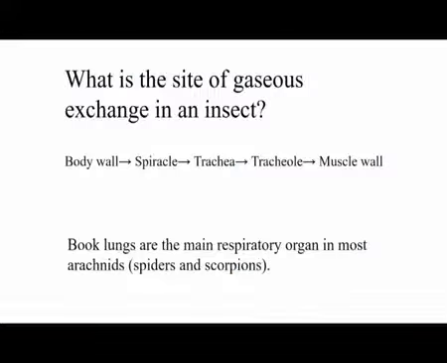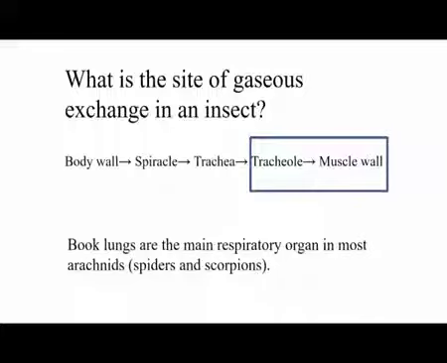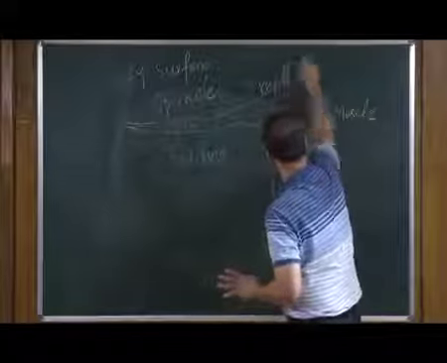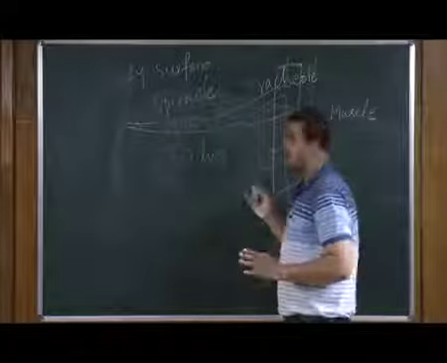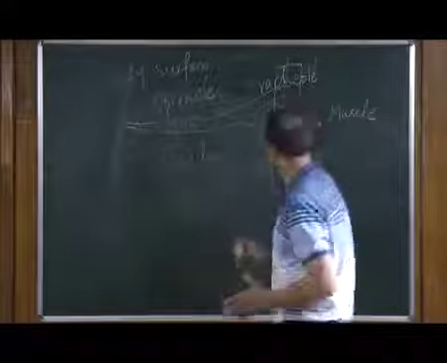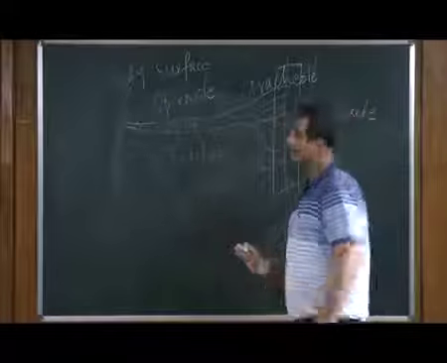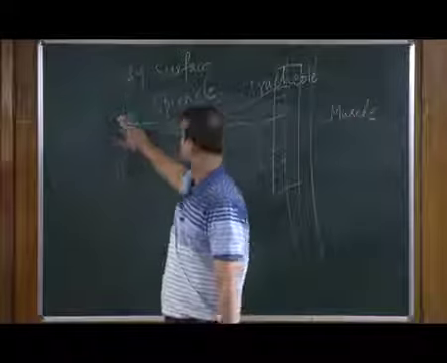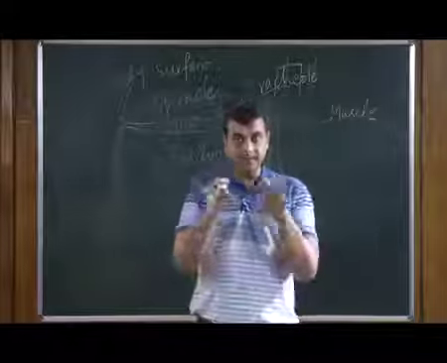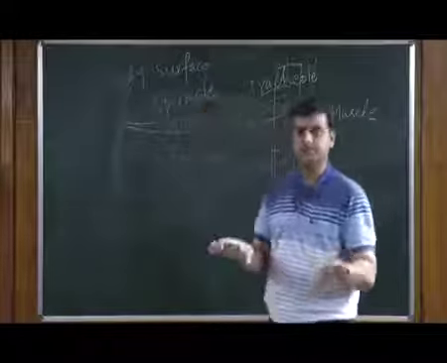So, if you see in the slide what we are saying, the body wall is connected with the spiracle, which continues to the trachea, the trachea continues to tracheoles, and the tracheoles are there in the muscle wall. So, the actual exchanges are happening at the tracheoles. This is the site where the exchange of gases takes place, because there is no lung as such. The actual exchange takes place from the tracheoles in the muscle wall, and it is directly communicated with the outside with the help of the spiracle. So, this is what is there in most insects.